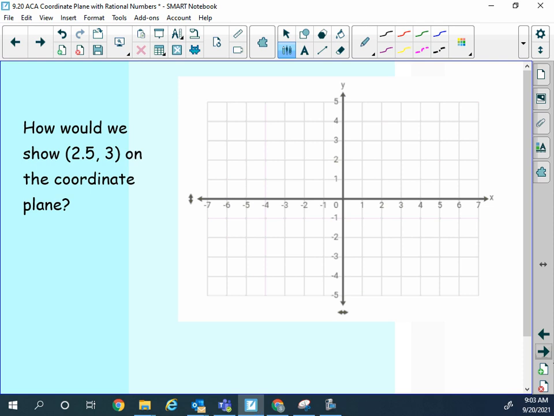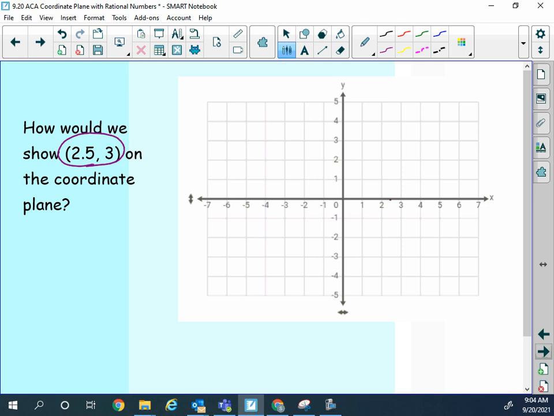Well, now you don't have to follow anything. How would we plot that number? 2.5, 3. How would you do that? Tell me what to do. Tell me, Katie, tell me. I'm going to start at the origin, and then what? Go right. How many? 2. Yeah. And then I need to go halfway because it was 2.5.